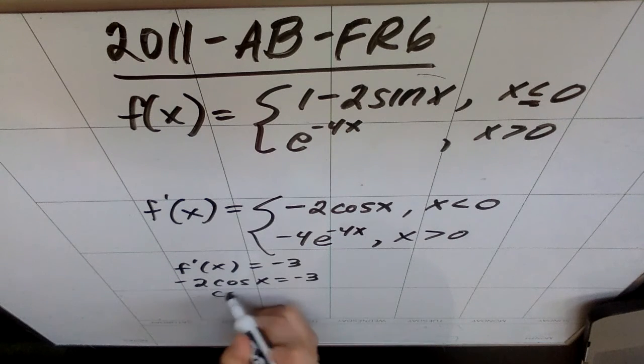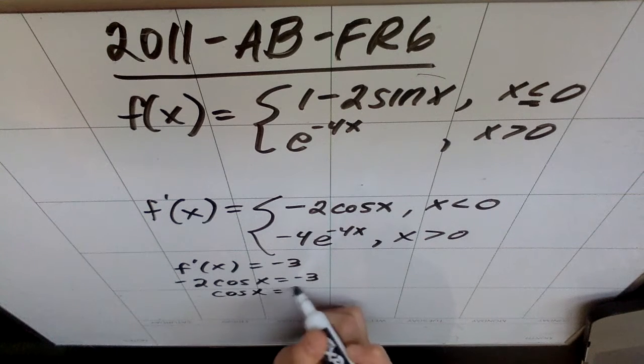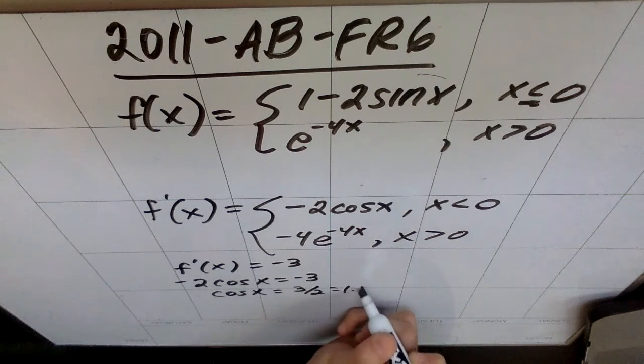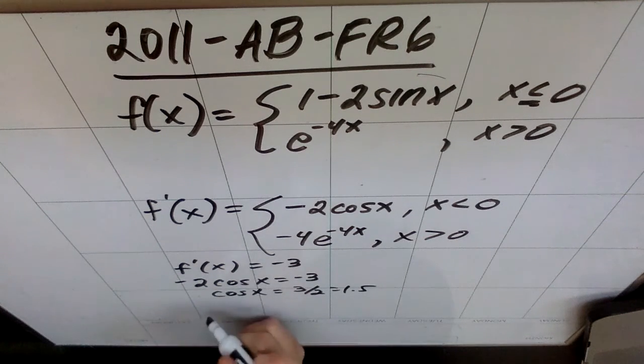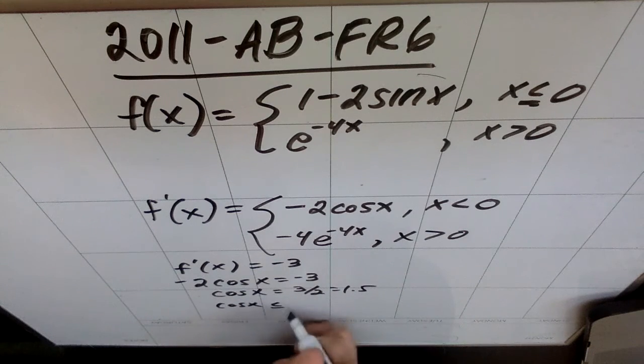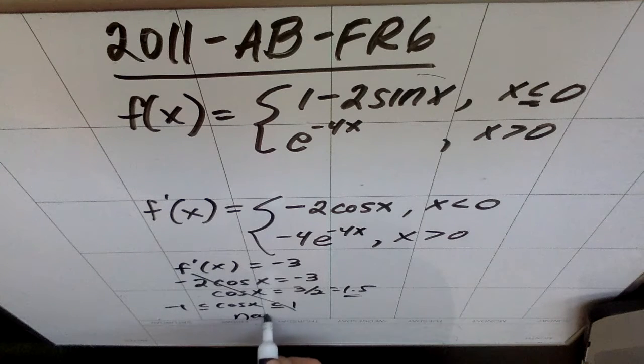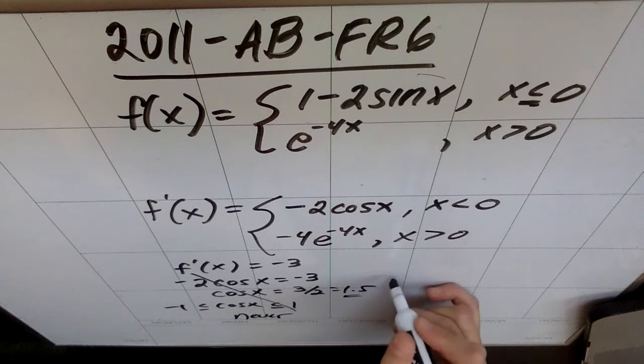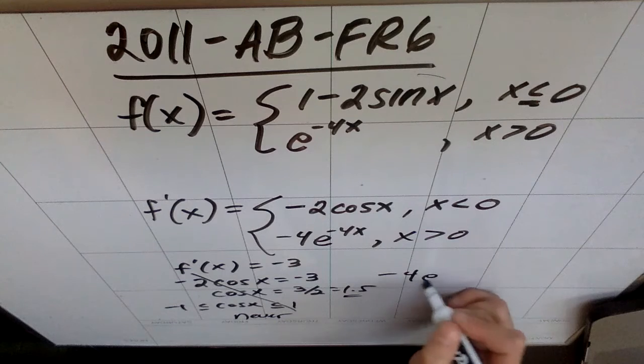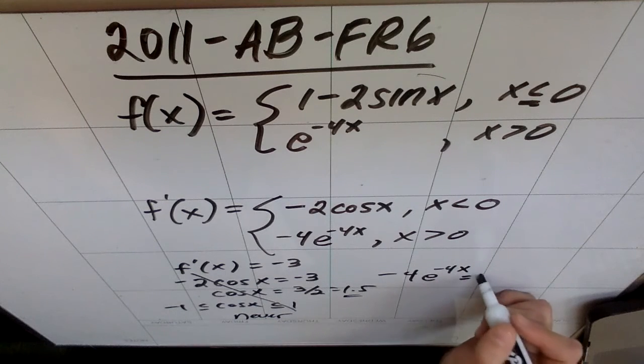The answer is no, because if you divide by -2, you'd get that cosine is 3/2 or 1.5, but if you recall what a cosine graph looks like, cosine values fall between 1 and -1 inclusively. They're never as high as 1.5. A cosine of x maxes out at 1, so this is never going to happen. Never.